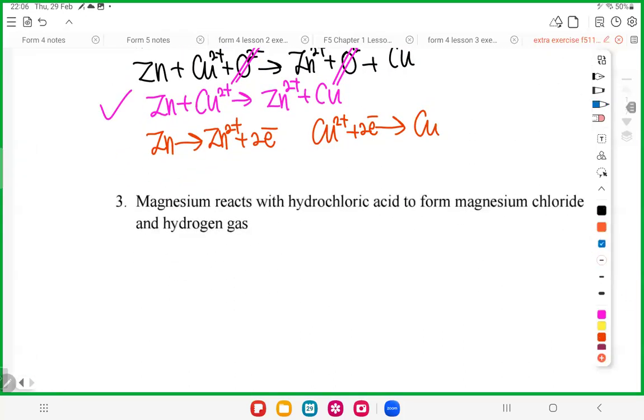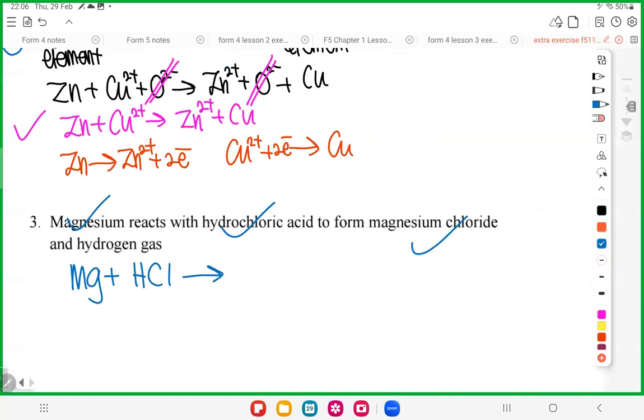All right. Magnesium is Mg. Magnesium reacts with hydrochloric acid. Hydrochloric acid we learned in Form 4, Chapter 6, HCl. You will form magnesium chloride. Magnesium chloride, how to get the formula? Magnesium is Mg2+. Chloride is Cl-.